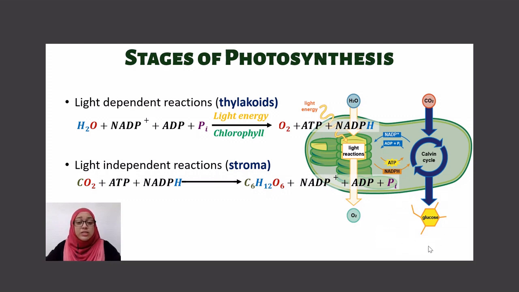And in addition to the glucose, during the light independent reactions, the NADP plus, ADP and inorganic phosphate are going to be reformed so that these can be used again as the reactants for the light dependent reactions. So you can see basically this ADP, NADPH and NADP plus and so on are being recycled between the light dependent and the light independent reactions, right?